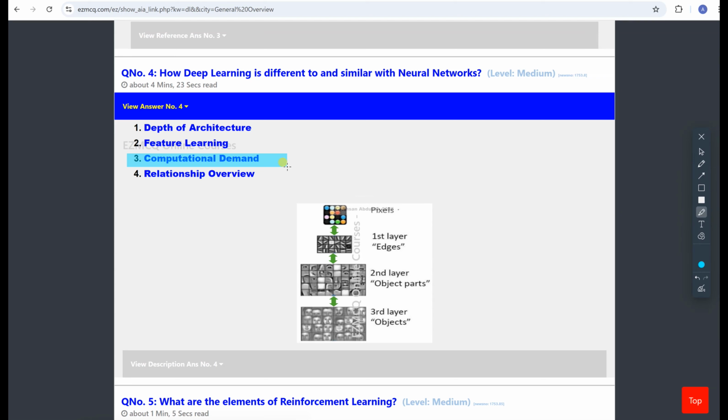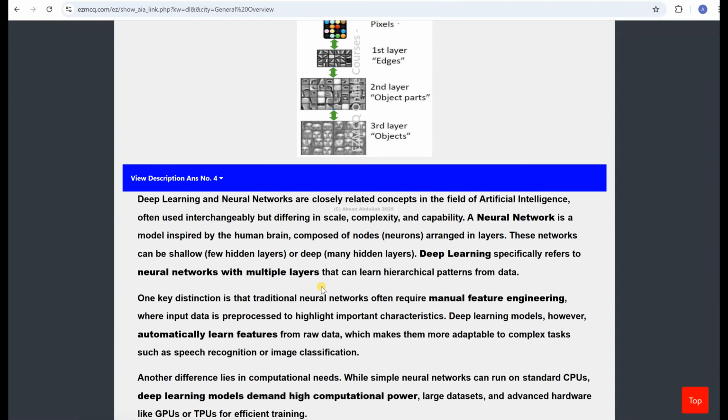Then there is the computational demand. Both need computation power, but deep learning requires significantly more resources, especially graphical processing units (GPUs). Why? Because of the depth of the network. Overview: deep learning is a specialized, deeper form of neural networks focused on complex, data-rich, hierarchical problems, which is not the domain of artificial neural networks.